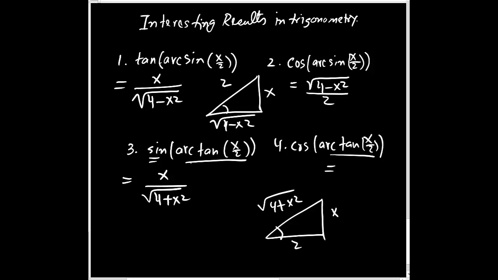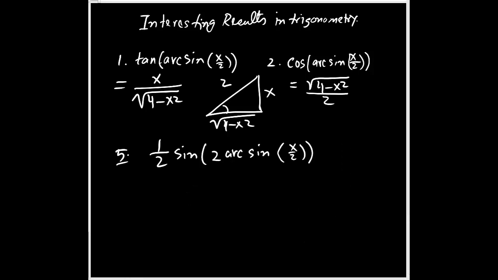And for this one, since it is cosine from the same diagram, you know cosine is adjacent over hypotenuse. It will be 2 over square root of 4 plus x squared. Now there is another very complicated one, but I want to make it very simple for you. Question number 5 is very challenging, but we can make it simple.